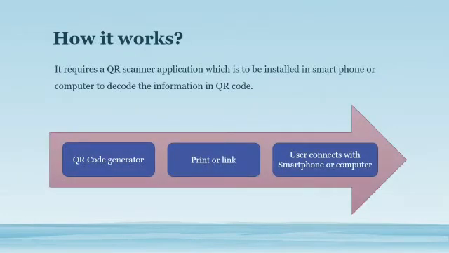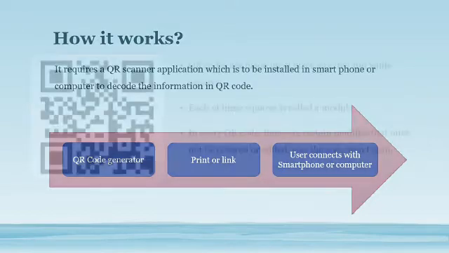How does it work? We should generate the code and feed the link or some kind of information inside the QR code, and we should scan the code using our smartphone. It requires a QR scanner application, which is to be installed on our smartphone or computer, to decode the information in a QR code, like encryption and decryption.